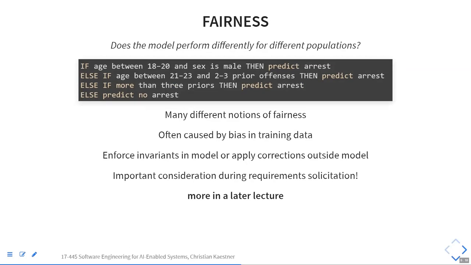All right, and last one, fairness. At the high level, the question is, does a model perform differently for different populations?